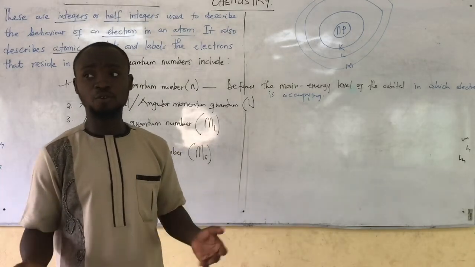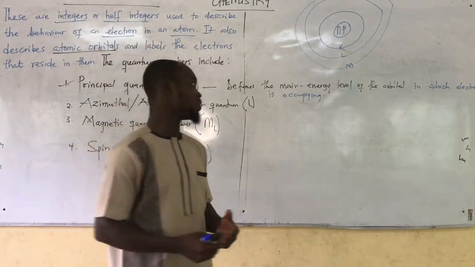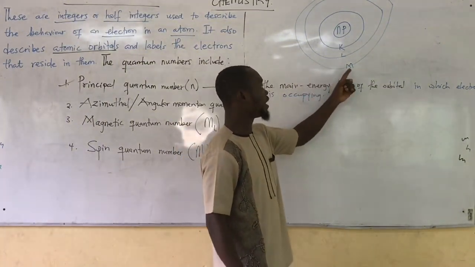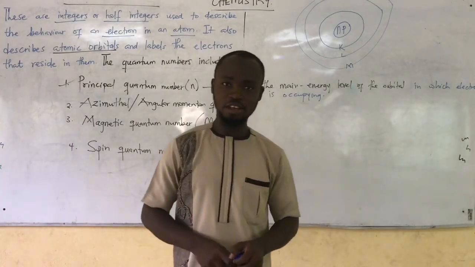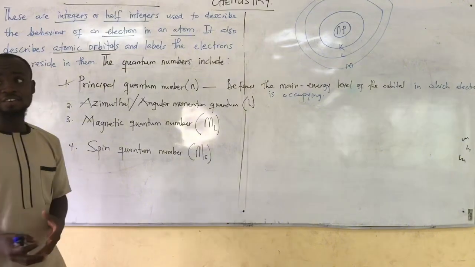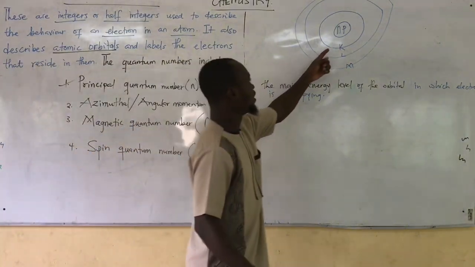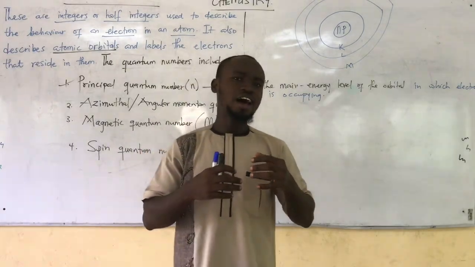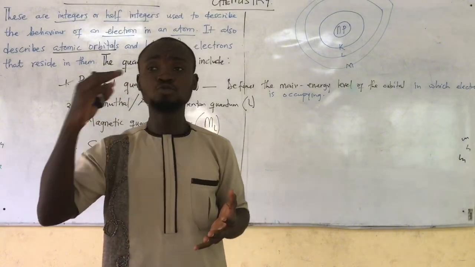Or in the simplest form, it indicates the shell or the energy levels of the electrons. So the shells we're talking about here are the K shell, the L shell, the M, the N, the O, in that order. But we are saying that the principal quantum number is denoted by a variable small n. It means that each shell indicates n. But n has values, and its values range from positive 1 and above.